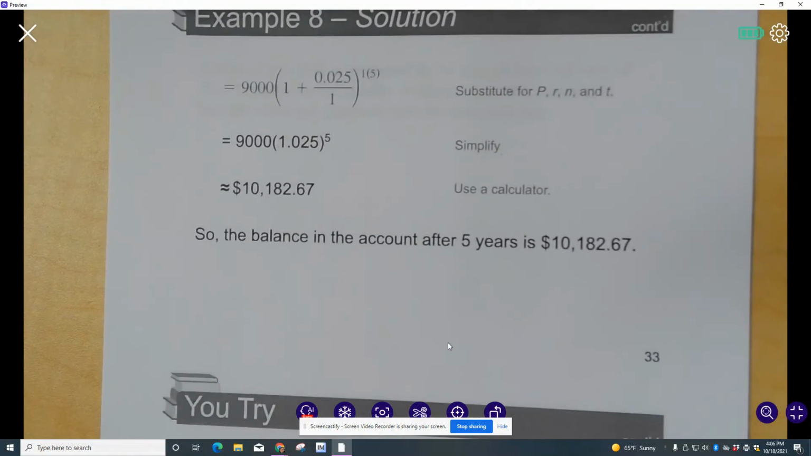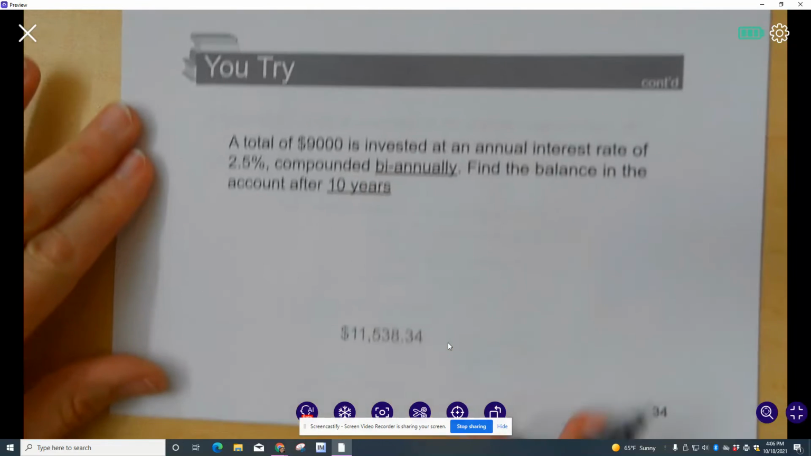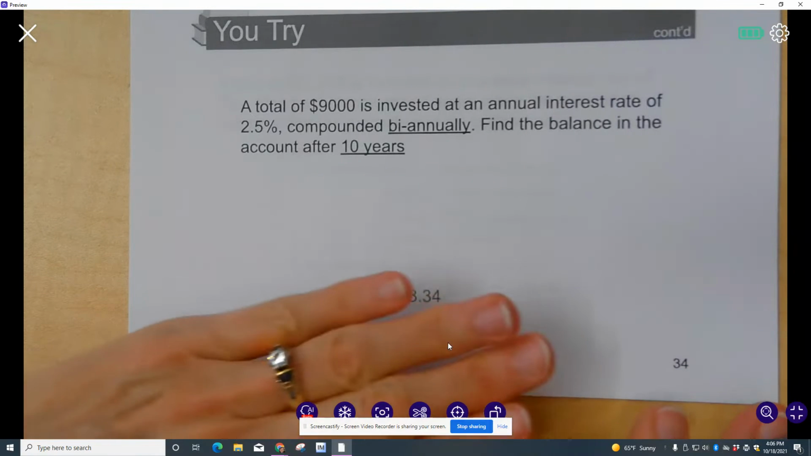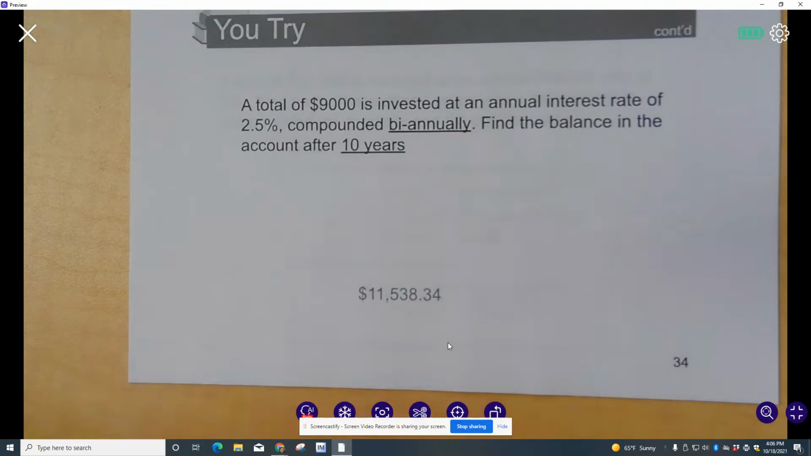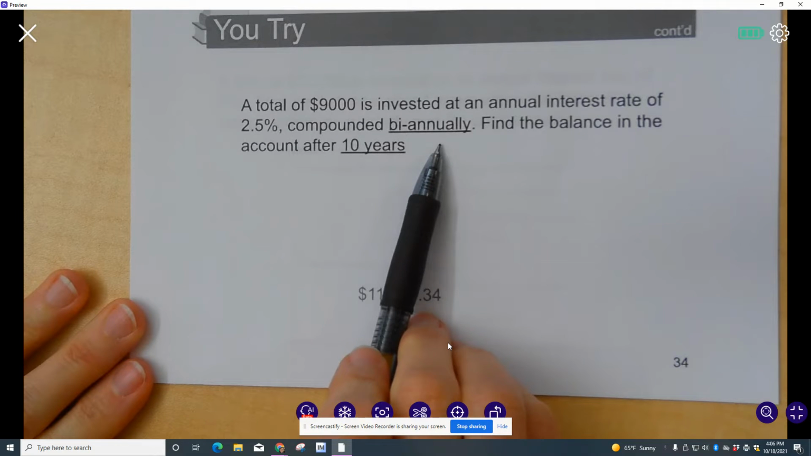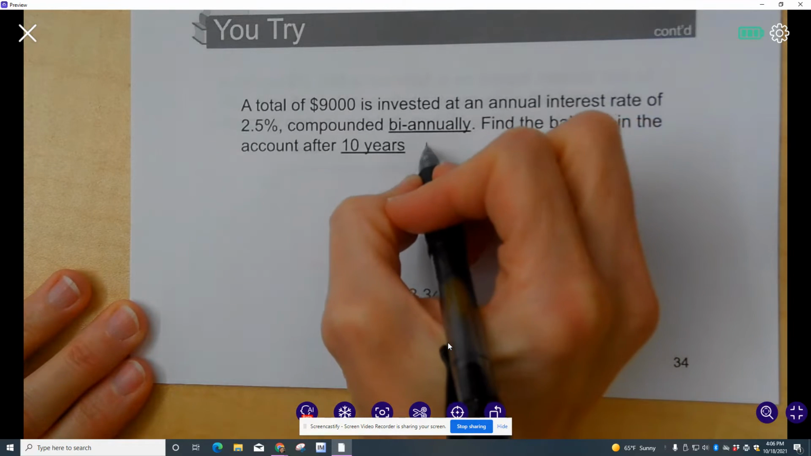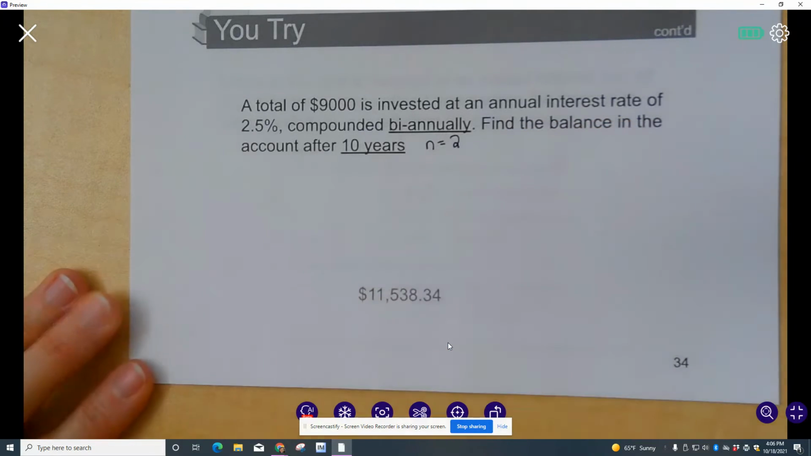Here's the solution, which we just did, so we don't need to see that. Now, this is one for you to try. So copy this in your notes. Oh, well, you got the answer. Copy this in your notes. Try it and see if you get that for your answer. I will tell you that biannually means twice a year. So that is going to mean that your N is 2.